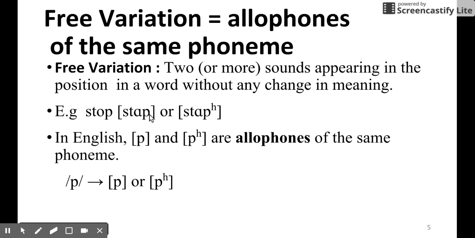Stop. The p sound can be unaspirated. However, you can say stop with an aspiration at the end of the p sound, right? You can say stop or stop. It means the same thing. So it means that unaspirated P and aspirated P are the allophones of the same phoneme. So we can use this representation: a phoneme p can be realized as this one or as this one.